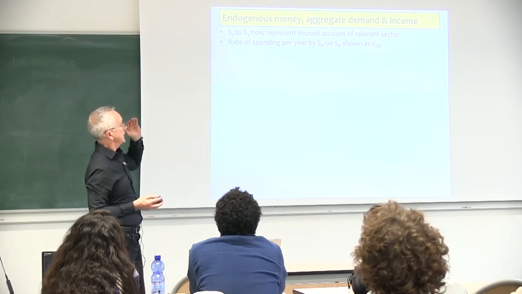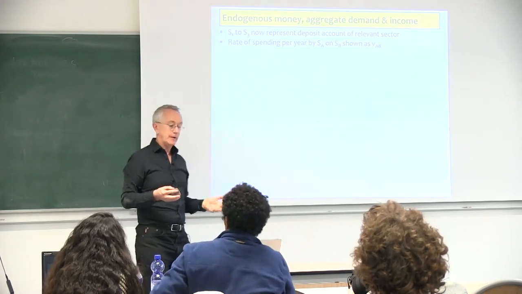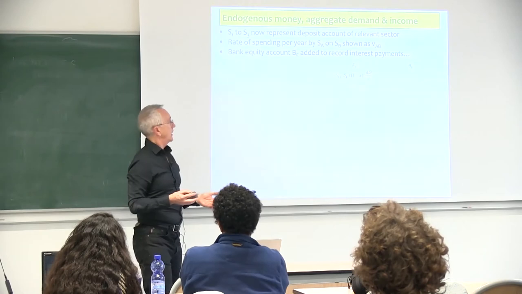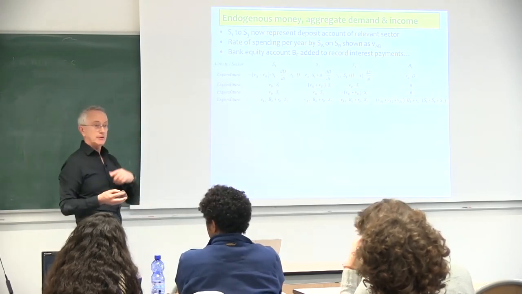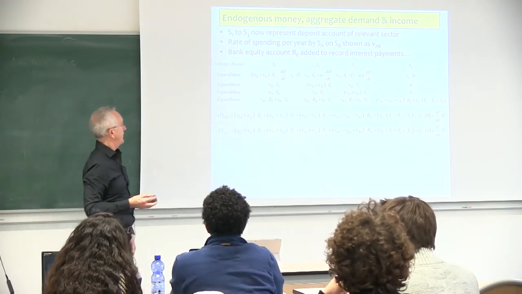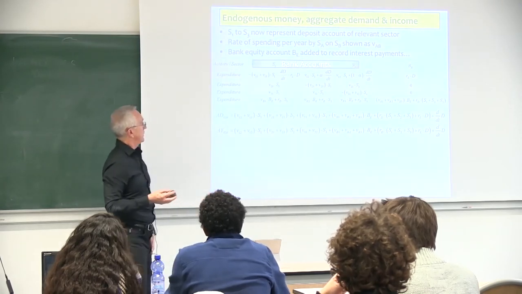So if I divide the amount of money in a bank account by the rate at which it turns over, then I've got the spending by that sector out of existing money. And I've got to have a bank equity table in there as well to show payments to the bank. I know this is unintelligible even for people in the front row here, but when I sum up aggregate demand and aggregate expenditure, I find there are three components to it. There are the bank accounts.